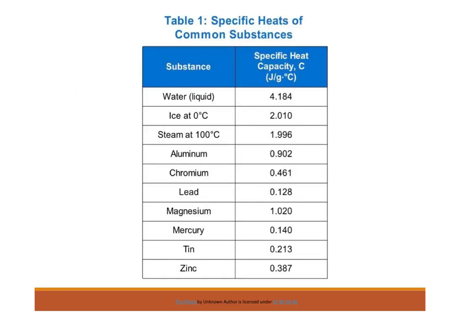Here's a table that shows some specific heats of common substances. Water, of course, with the high heat of 4.184 joules. Then some of our metals down here, aluminum only 0.902 or lead 0.128. So this is something that will melt very quickly. It doesn't take much heat going into lead to make it change temperature and get warmer.